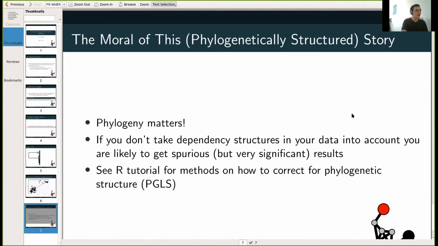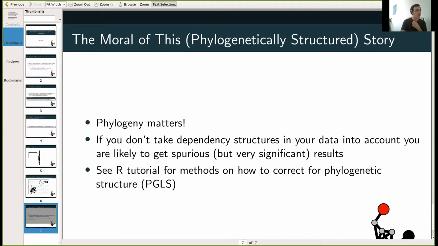And so the moral of this story is that phylogeny matters, and that if you don't account for dependency structures in your data, you can get spurious results. And these spurious results will look really confident. So you'll think you have a really strong result, even though there's absolutely no pattern. And so it's really important that you correct for these patterns. And so I'm going to take you through a tutorial in R that will allow you to do this.